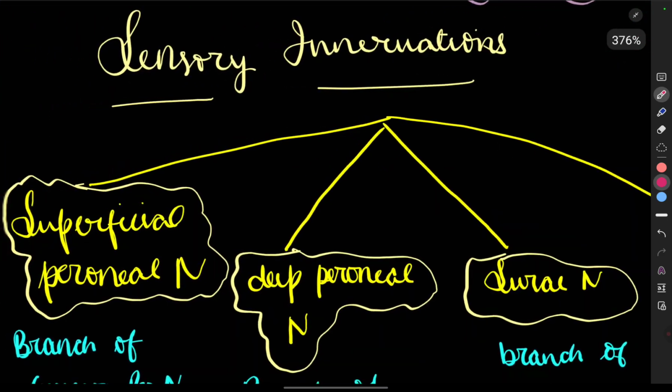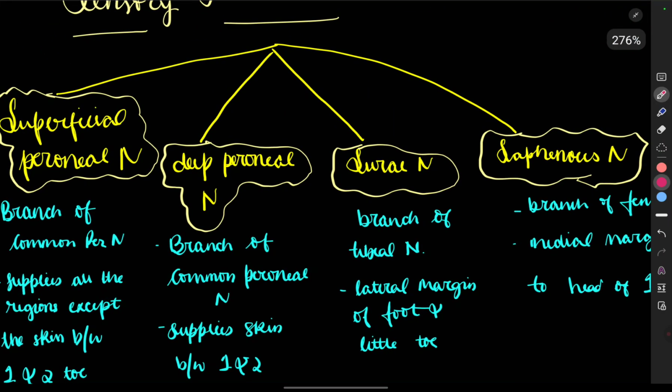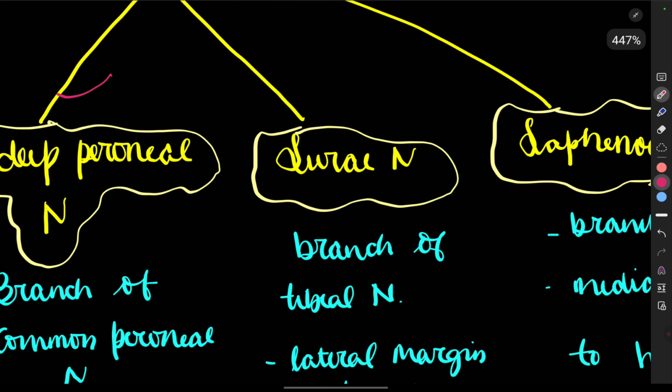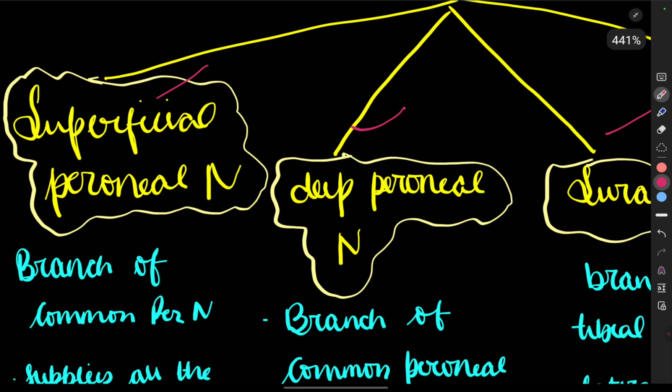Now we are going to see what are the sensory innervations of the dorsum of foot. So there are four nerves: the superficial peroneal nerve, the deep peroneal nerve, the sural nerve, and the saphenous nerve. So let's see one by one.